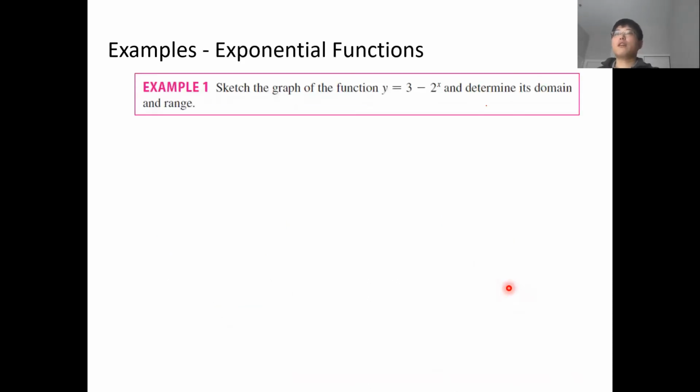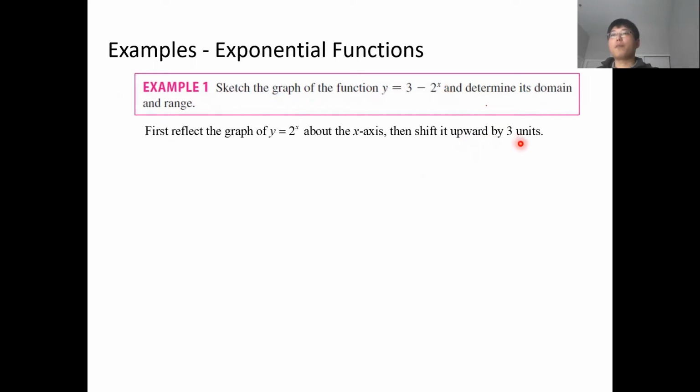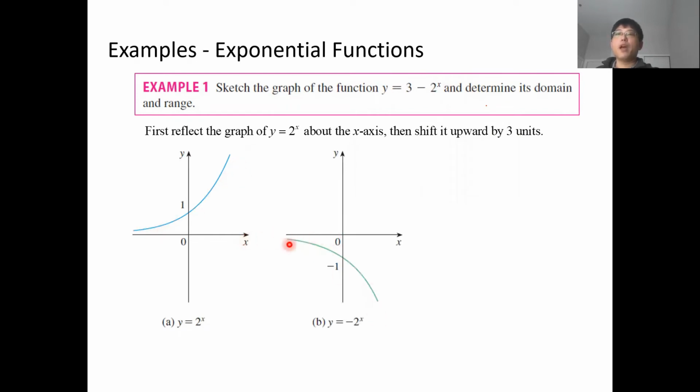And we shall also investigate a few examples from the exponential functions. If we wish to sketch the graph of the function y equals 3 minus 2 to the x, what should we do? We first reflect the graph of y equals 2 to the x power about the x-axis. That way we get y equals minus 2 to the x. And we shift it upward by 3 units to get the graph of this function. So we start from this one over here, first perform the reflection, and then shift it upwards by 3 units, and this is what we get. You're also asked to determine its domain and range.